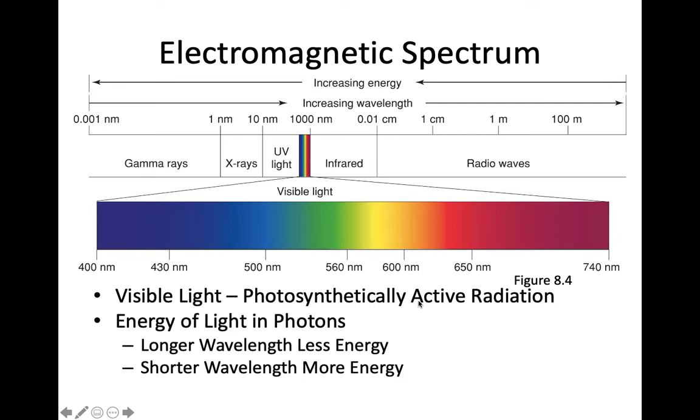So within the range of photosynthetically active radiation, you'll see the same properties as the wavelengths outside of it, and that is, as the wavelength increases, the amount of energy in the photon, the particle of light, will be less, and vice versa.